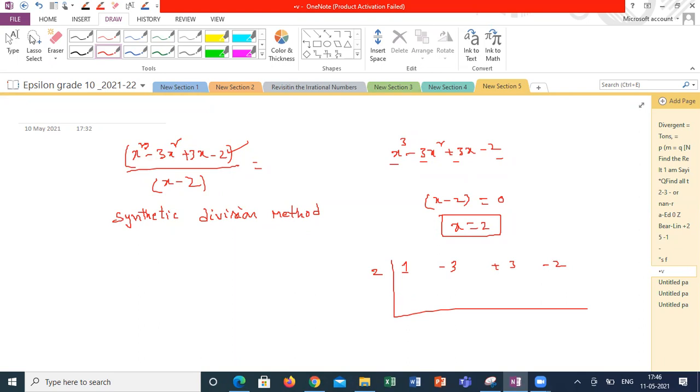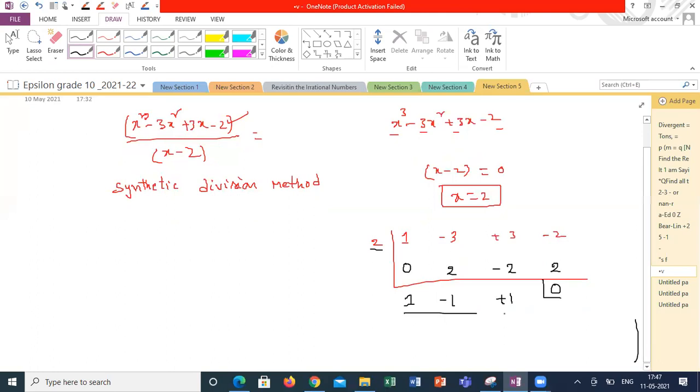For any question, you have to start with the first coefficient. Bring down 1. Multiply 2 into 1, giving 2. Add both, minus 1. Multiply with 2, giving minus 2. Add 3 plus minus 2, how much do you get? Plus 1. Multiply with 2, giving 2. Add both, 0. That means the remainder is 0.